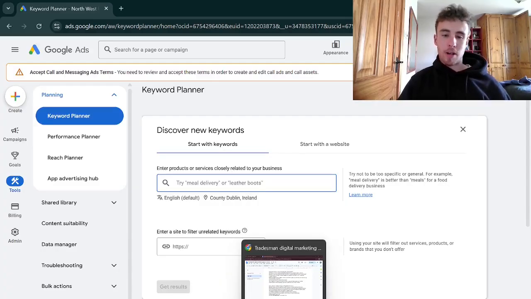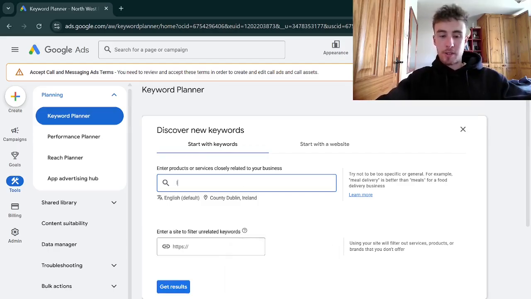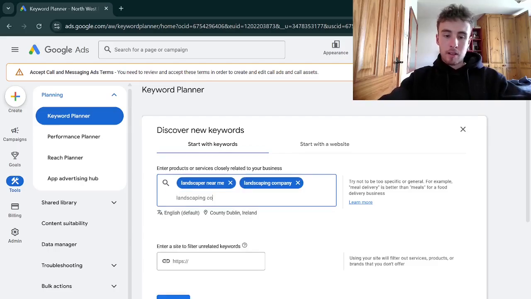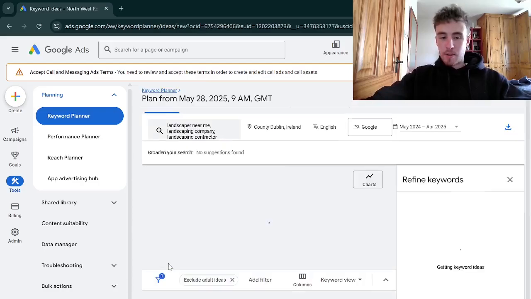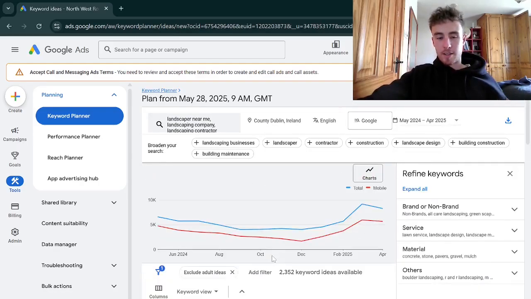And now here is where you can enter in some relevant keywords that make sense for the services that you offer. So let's just say you're a landscaping company, for example, and you're thinking of some keywords that you'd want to include in your campaign. So, for example, landscaper near me, landscaping company, landscaping contractor, and so on. Once you have those few keyword ideas, you can just press get results and you will see your long list of keywords appear.